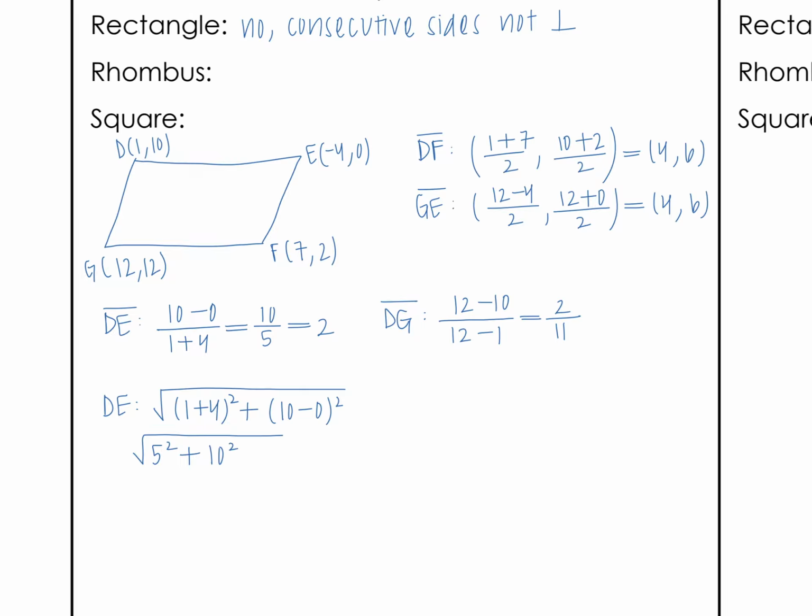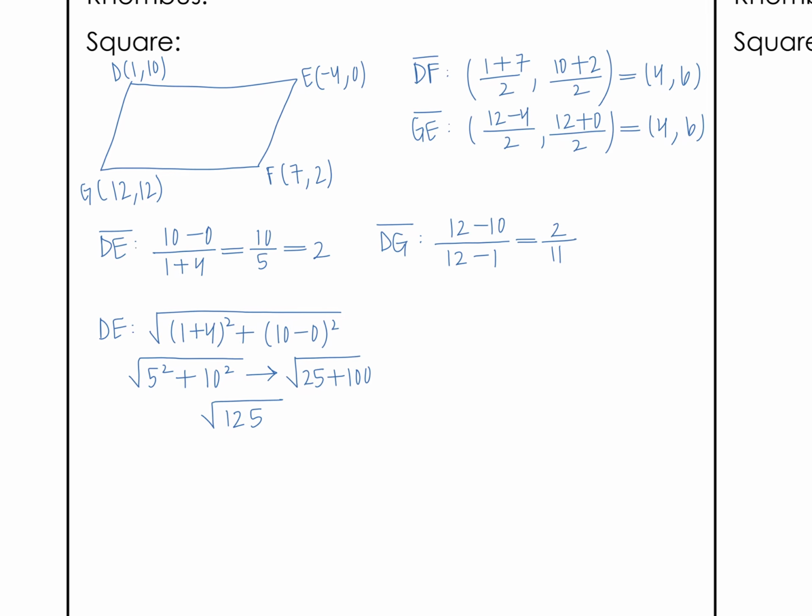Okay, and I'm going to erase a little bit of this. Don't need it. And then we can square them to get 25 plus 100, which is where we get the square root of 125. For the sake of practicing simplifying our radicals, we've got some factors of this, could be 25 and 5. Well, that 25 is a perfect square, so we've got 5 root 5 is going to be the length of DE.